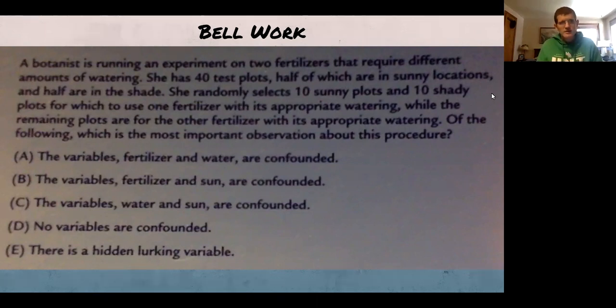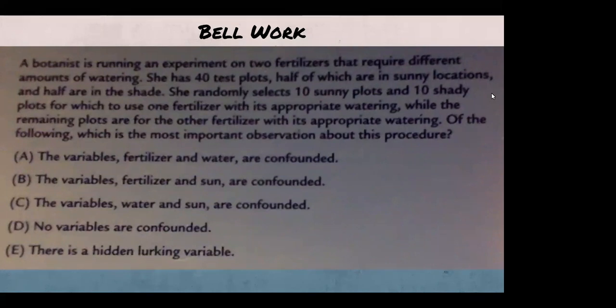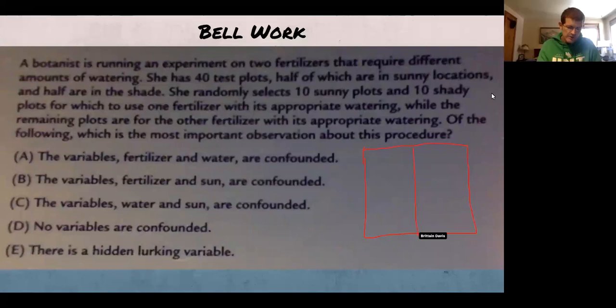So we got a botanist running a test. She has 40 plots. So I'm going to think of it this way, where you've got 40 plots split into 4 parts, and it says half of them are in sunny locations, half are in the shade. So I'm going to say that these right here are all in shady locations. And then the next one, it says she selects 10 sunny plots and 10 shady plots to use for one fertilizer. So this is going to be fertilizer 1, and this will be fertilizer 2.